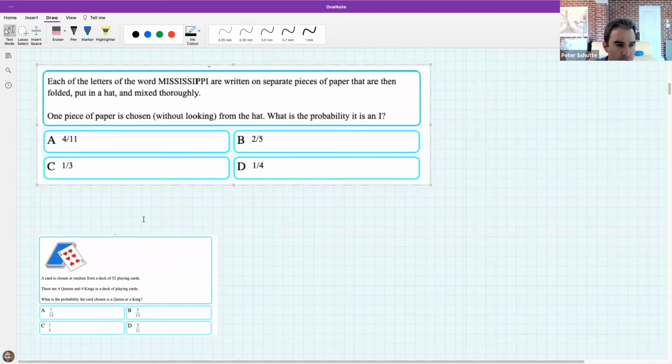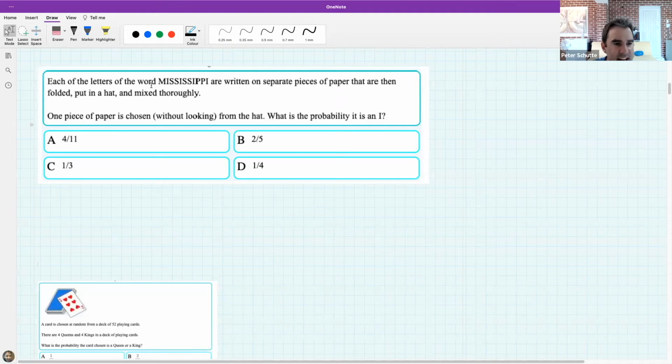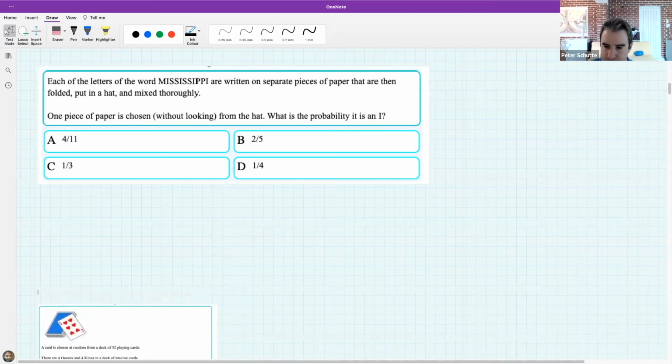Okay. So you are given the word Mississippi, and the letters of that are basically each on a separate piece of paper put into the hat, and you choose a letter. What is the probability it is an I? I want you to calculate that for me.